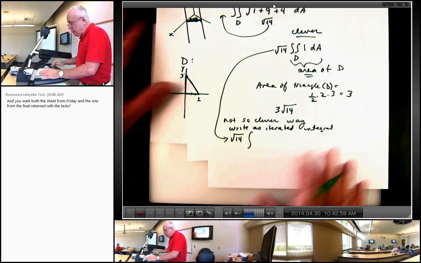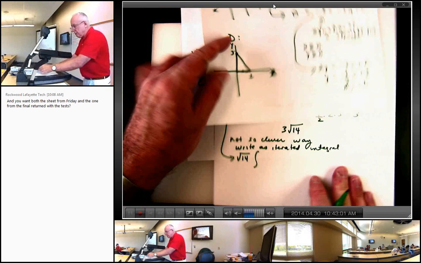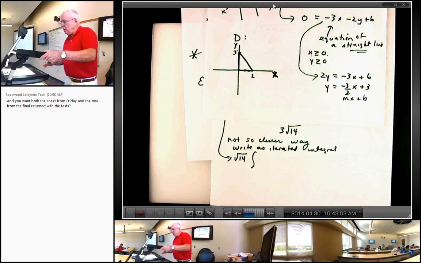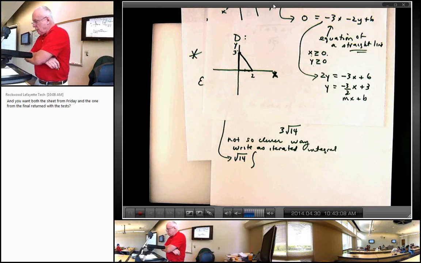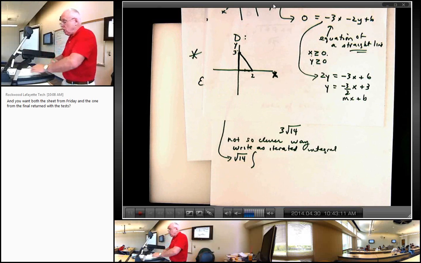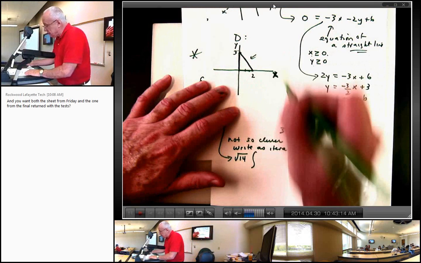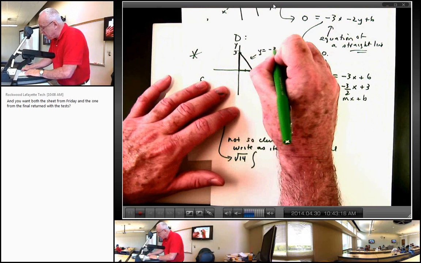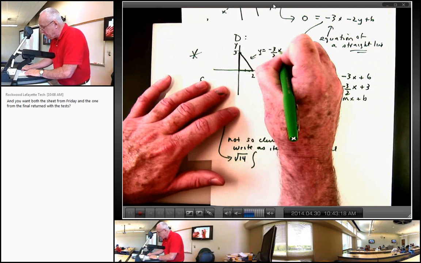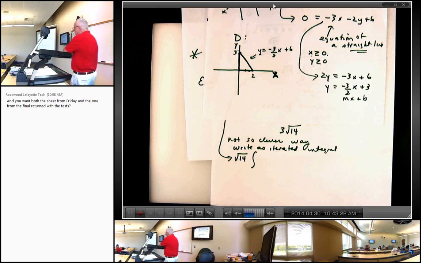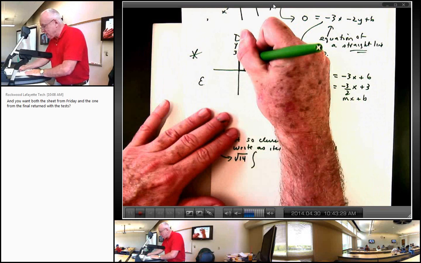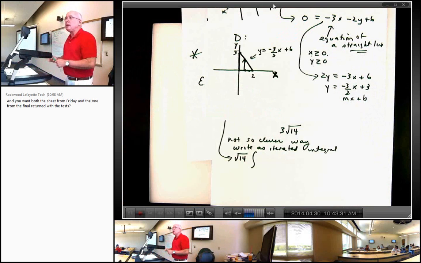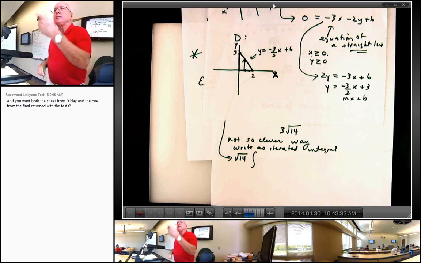Okay, so let's see here. Let's go to my drawing here. Now we could go either way with this. Let me write the equation of that line: y is equal to minus 3/2 x plus 6. Since I already have that written out like that, what I would do is first integrate it this way with respect to y, and then do the x.